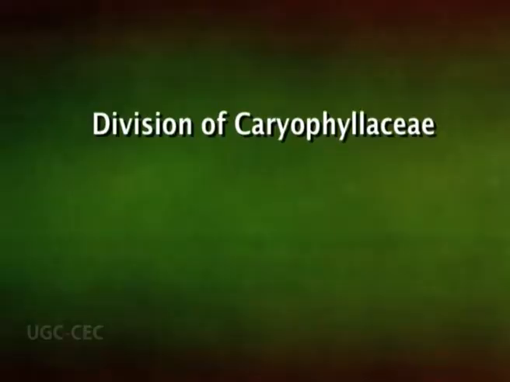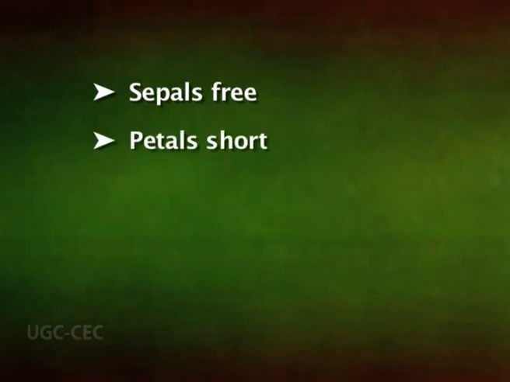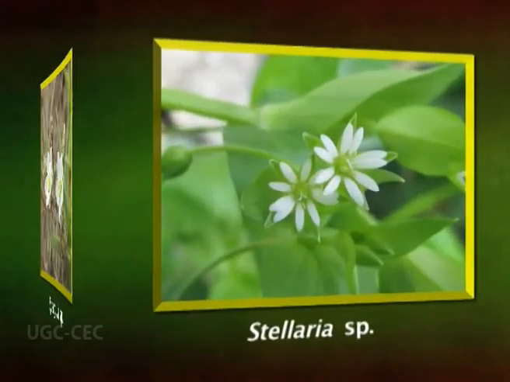We will now talk a little bit about the division of the family Caryophyllaceae. Pax divided the family Caryophyllaceae into two subfamilies. Number one is the Alsinoideae. The main characteristics of this subfamily are sepals free, petals usually short, flowers often perigynous and ligule absent. Examples of this subfamily include Spergula and Cerastium.